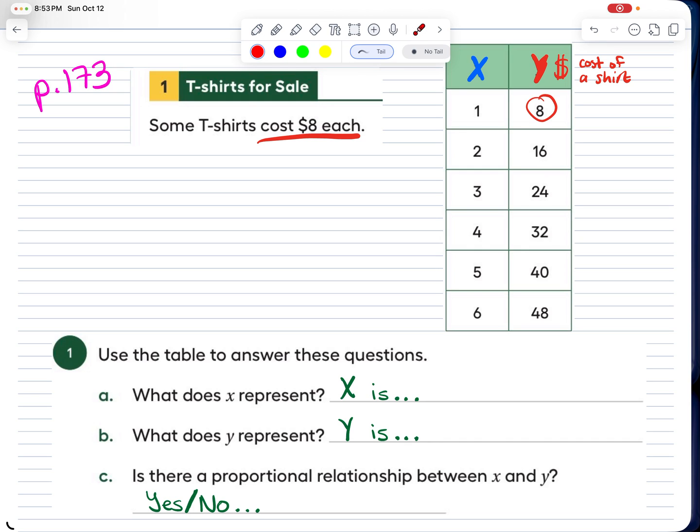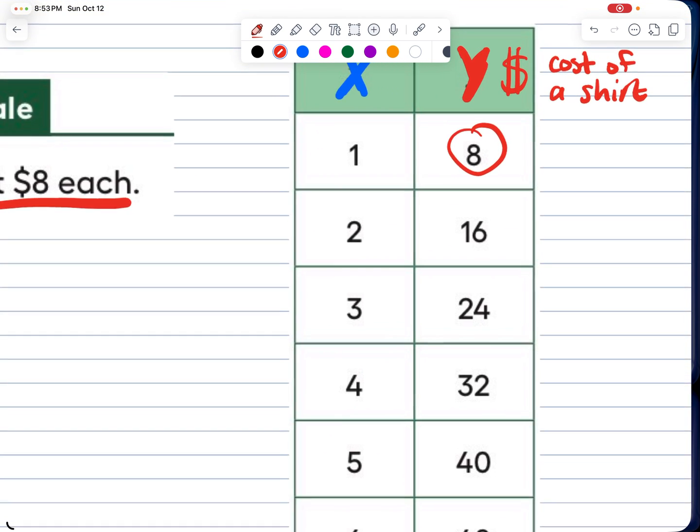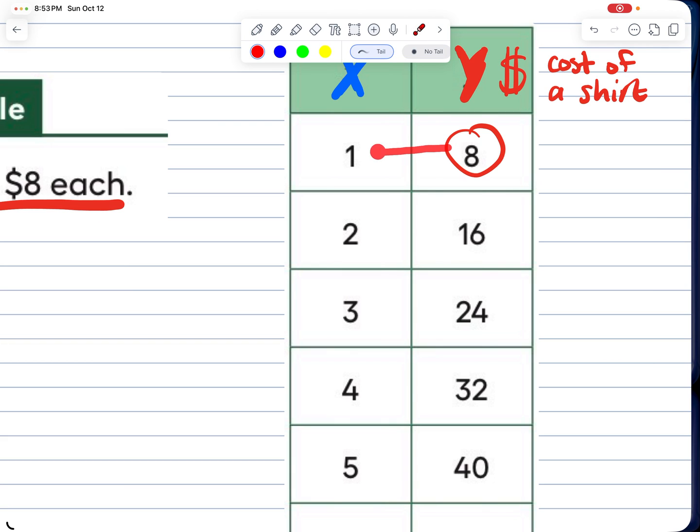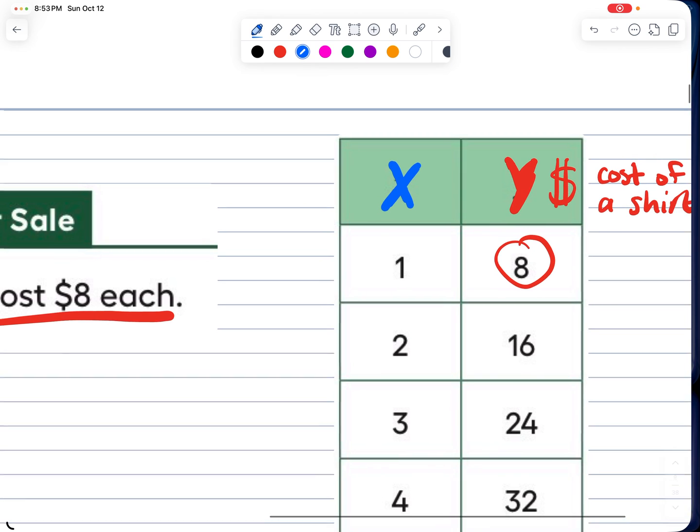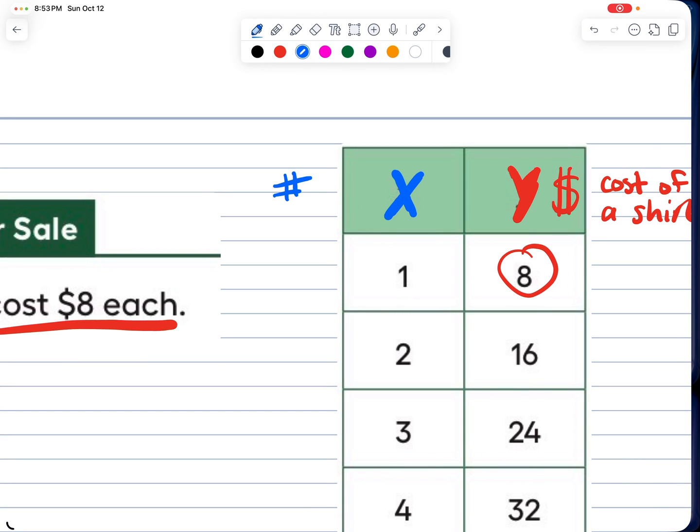And we're going to use the table to answer these questions. Oh, we're already doing that. What does the Y represent? Well, we already know this. The Y is the cost of a shirt. Just by looking at this table, I know that one shirt costs 8, and it goes by 8s over and over again. And this one goes by 1s, so this would be the number of shirts.